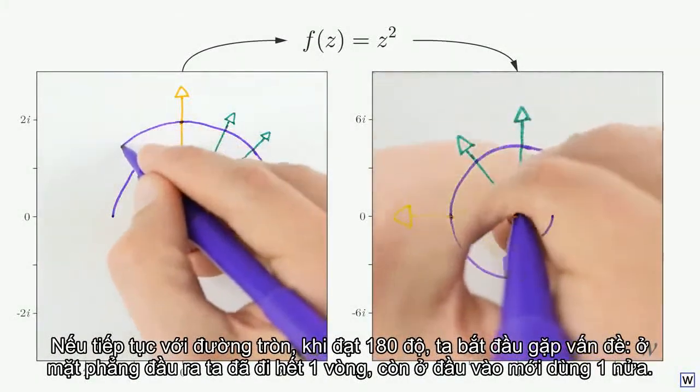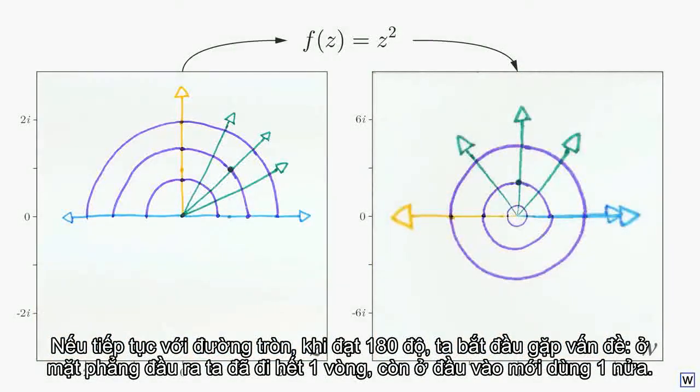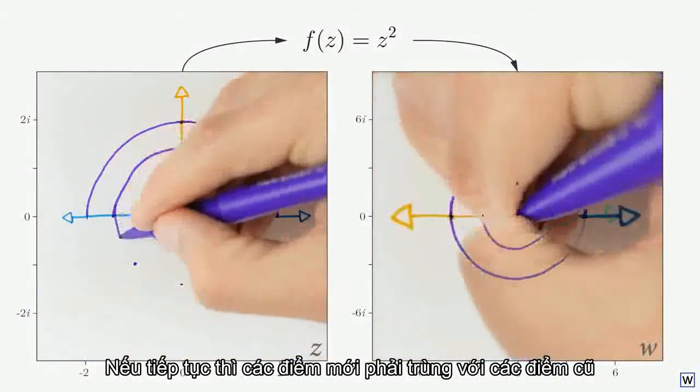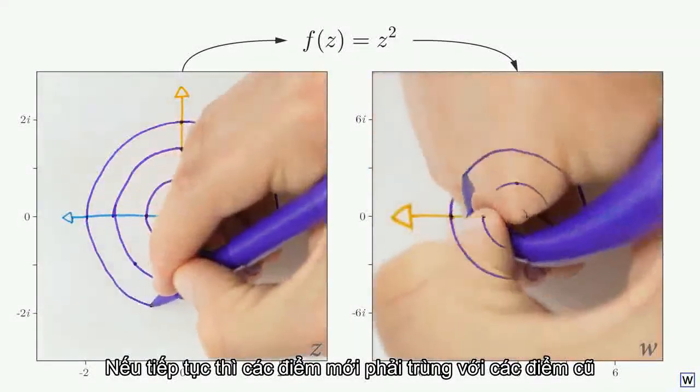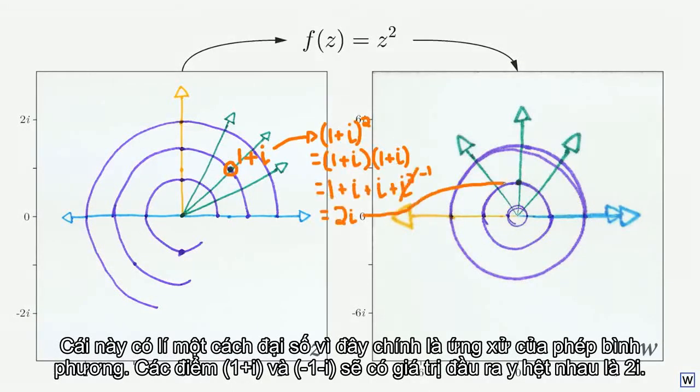Our shapes have been expanded to fill up the entire output space, but we've only used half of the input space. As we continue our circles, our new points have nowhere to go except directly on top of our old points. This does make sense algebraically because of the way squaring works. Points like 1 plus i and negative 1 minus i will map to the same exact output value, namely 2i.